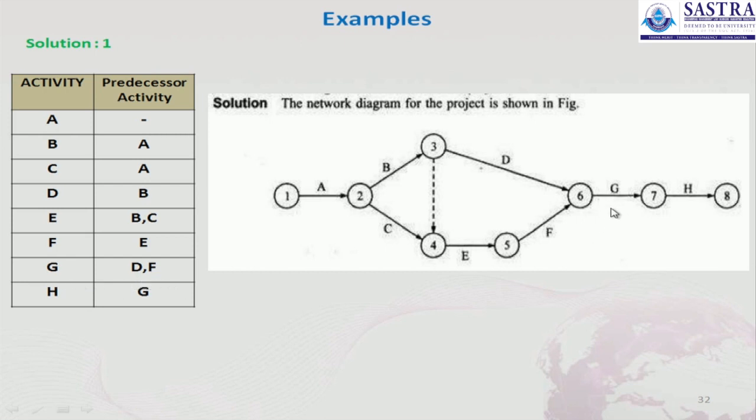So here it is D and F. So D and F are followed by the activity G. So we have to mention G with the node value equal to 7. Then the last activity, which is H, has the predecessor activity G. So from G we have to draw activity H, then the node will be identified as 8. So this is the network diagram for the given table.